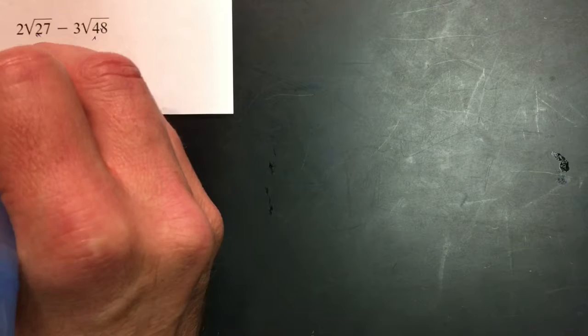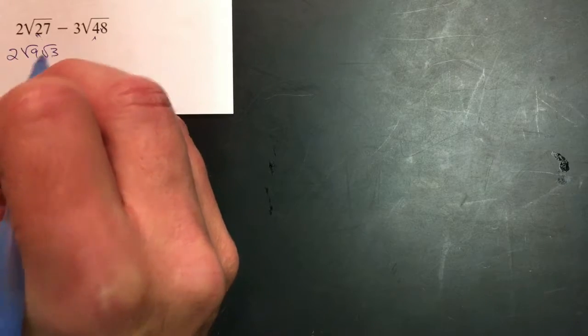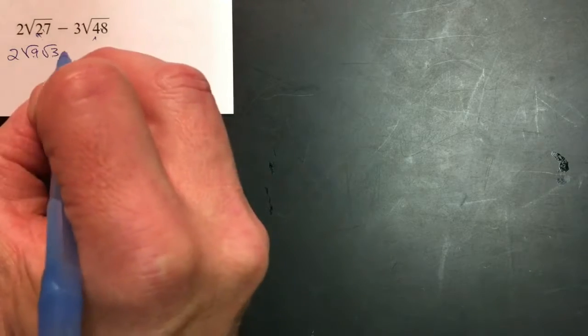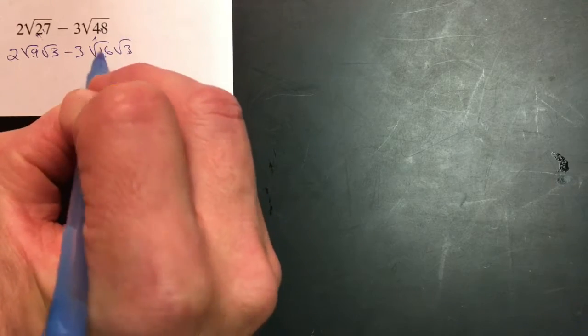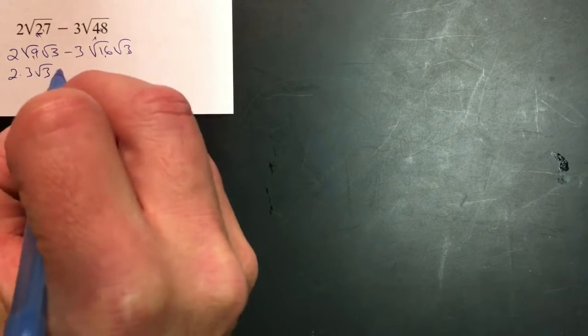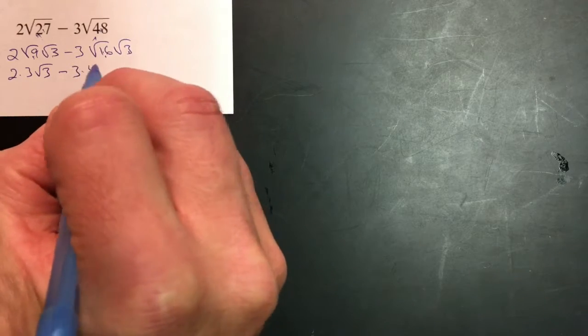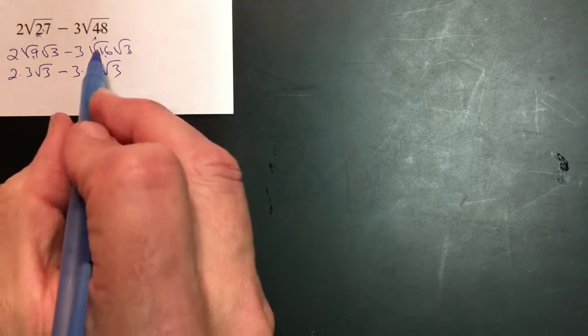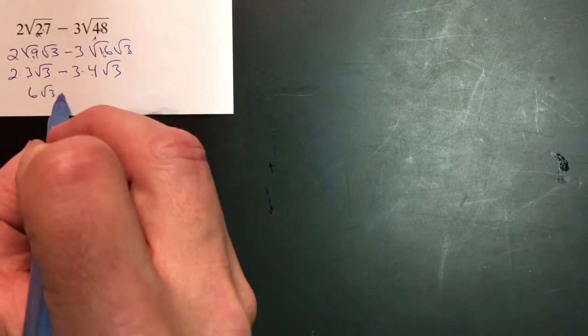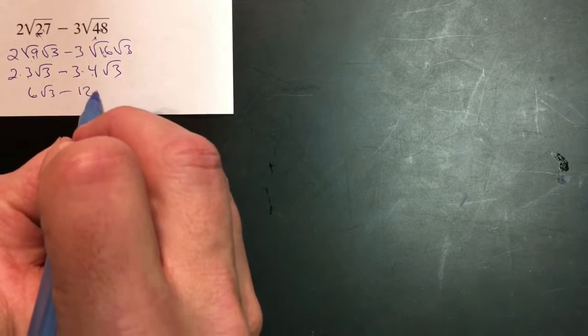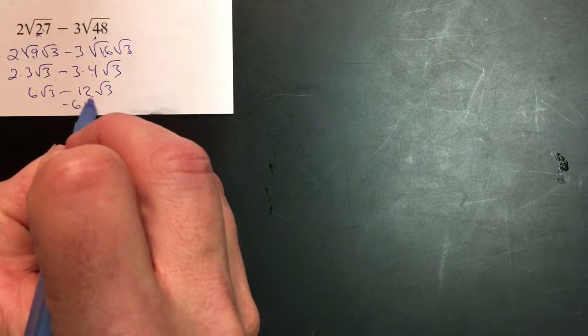Take the square root of 27, which you can't do, and square root of 48, which you can't do. So you got to find perfect squares in here. So we know that this becomes 2 square root of 9 square root of 3, because 9 times 3 is 27. Minus the 3, and we know that this can be square root of 16 times the square root of 3, because 3 times 16 is 48. Simplifying these radicals, we have 2 times 3 square roots of 3 minus 3 times 4 square roots of 3. When you take the square root of those numbers, they come out. So 2 times 3 is a 6 square root of 3 minus 3 times 4 is 12 square roots of 3. Get -6 square roots of 3.